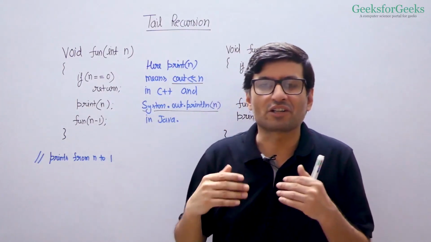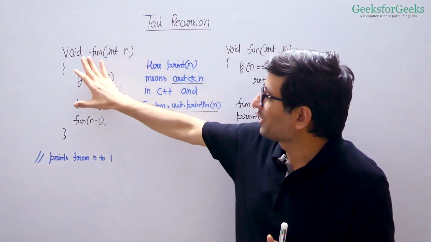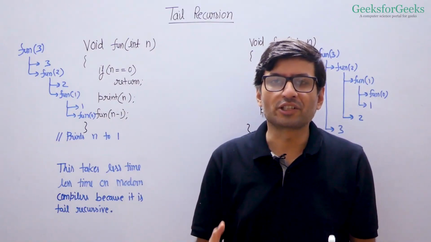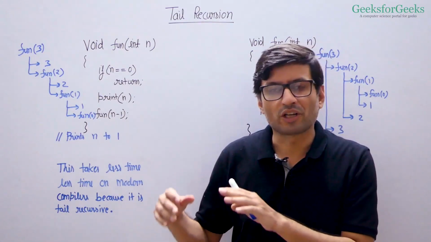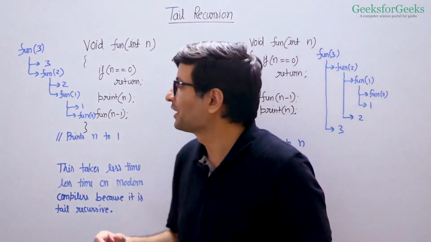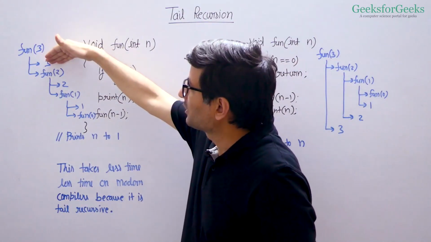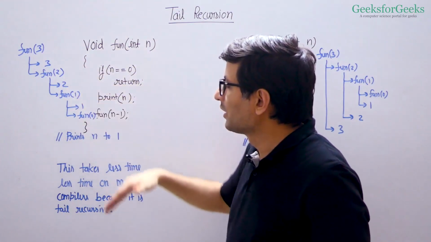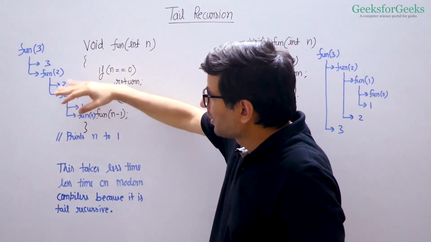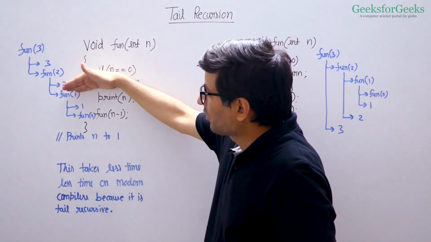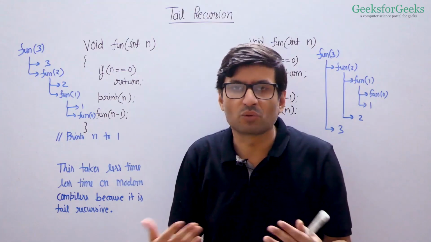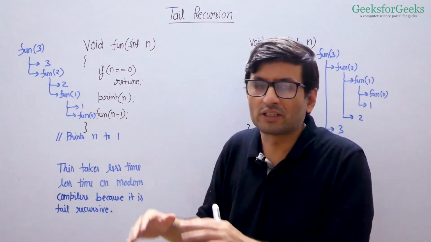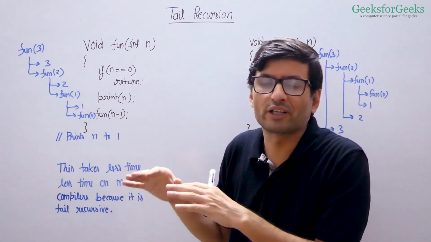Now can you guess a reason why this function would take less time on modern compilers? Let us take a closer look at the execution flow of these two functions for n equal to 3 and observe the difference. Here when you call it for 3, it prints 3, then calls for 2, then prints 2 and then calls for 1, prints 1 and calls for 0. Now when fun0 finishes and fun1 gets the control back, fun1 does not have anything more to do, right? So fun0 finishes, fun1 can finish immediately, and this is the point in tail recursion.